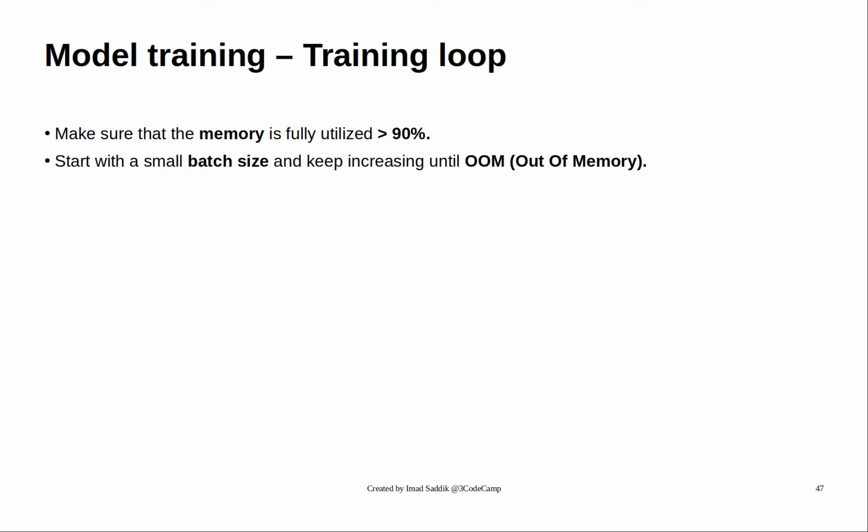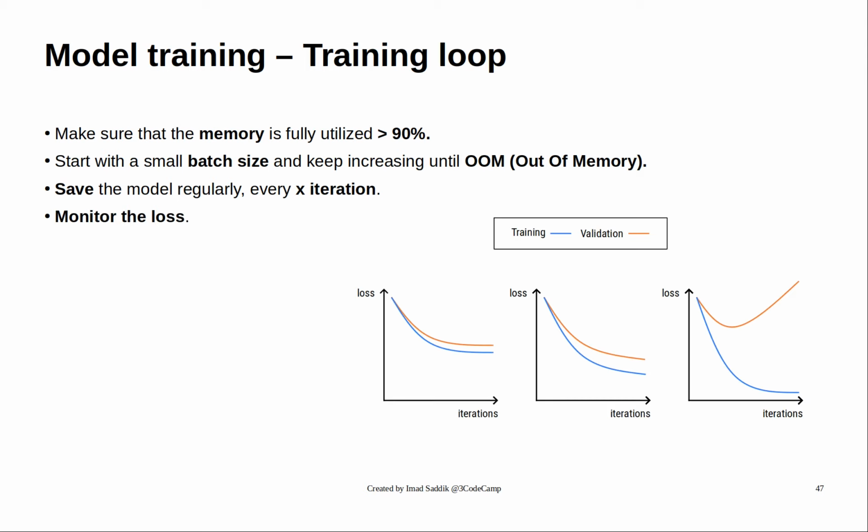How do you figure out the optimal batch size that your GPU can handle? Well, it's easy. First, start with a small batch size. If the GPU can handle it, then stop the training and increase the batch size. Keep increasing it until you find the highest batch size your GPU can handle. Also, remember to save the model regularly and monitor the loss.